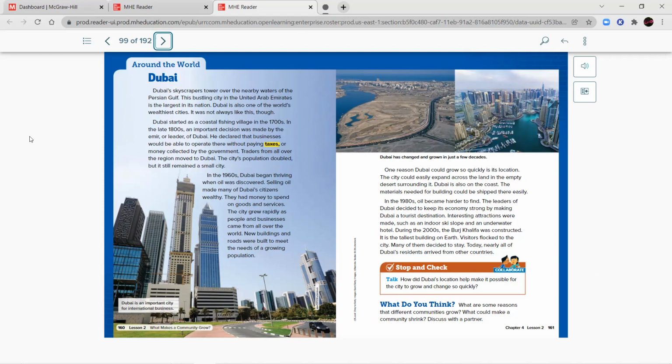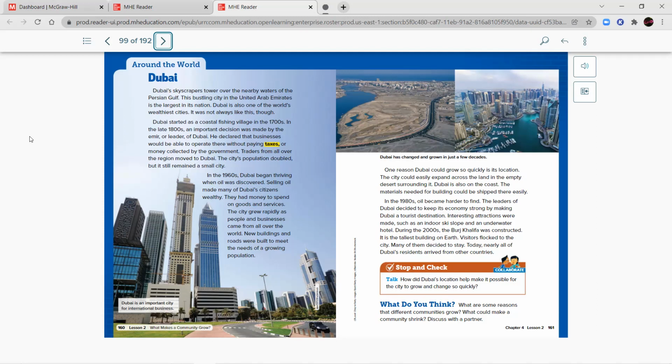Dubai started as a coastal fishing village in the 1700s. In the late 1800s, an important decision was made by the emir, or leader of Dubai. He declared that the businesses would be able to operate there without paying taxes or money collected by the government. Traders from all over the region moved to Dubai. The city's population doubled, but it still remained a small city.